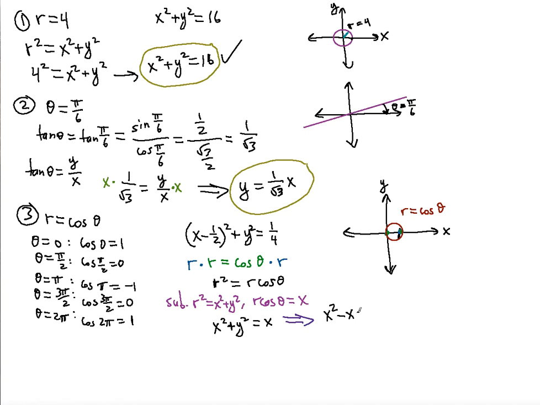x² − x + y² = 0, which leads to completing the square. x² − x, and you're going to square 1/2 of the coefficient of x. So (−1/2)² is going to be positive 1/4. Subtract that 1/4 because it wasn't there before, plus y² = 0. So in the end you get (x − 1/2)², which when expanded gives these three terms.